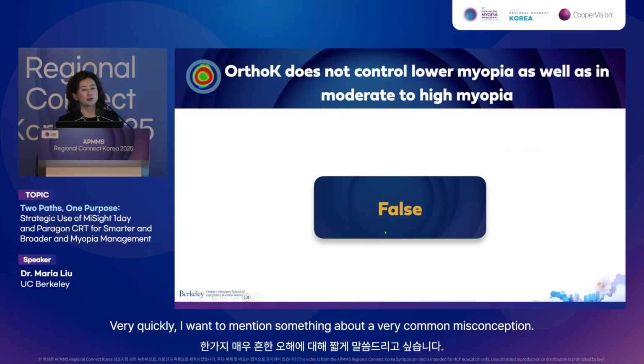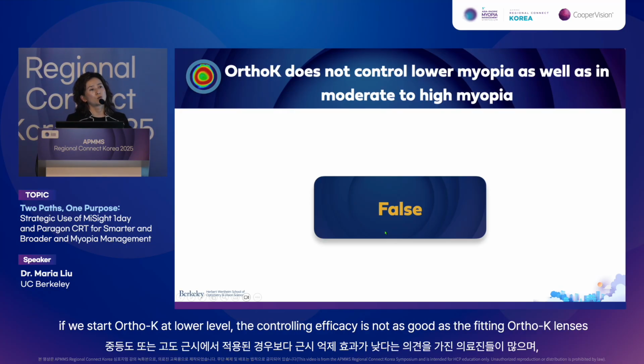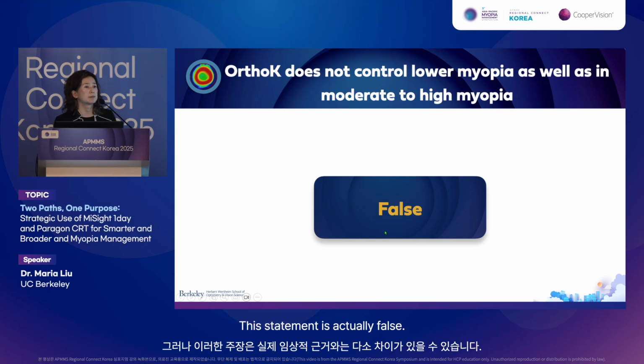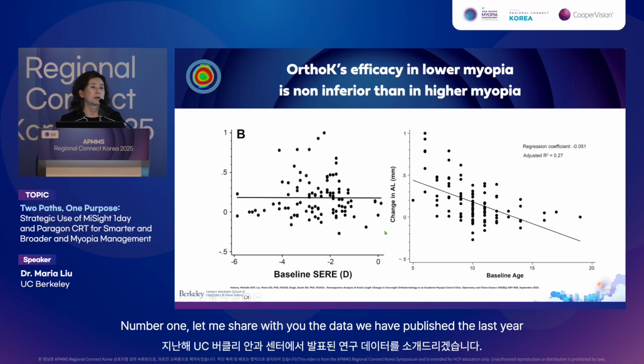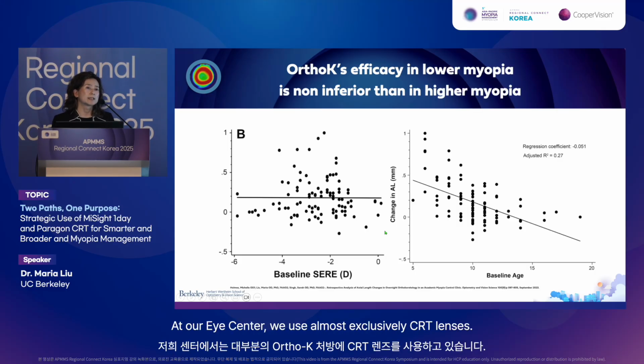Very quickly, I want to mention something about a very common misconception. We have heard many doctors, and even seen multiple publications, showing that if we start ortho-K at a lower level of myopia, the controlling efficacy is not as good as fitting ortho-K lenses in moderate to moderately high myopia. This statement is actually false. Number one, let me share with you the data we published last year from our UC Berkeley Eye Center. At our eye center, we use almost exclusively CRT lenses.